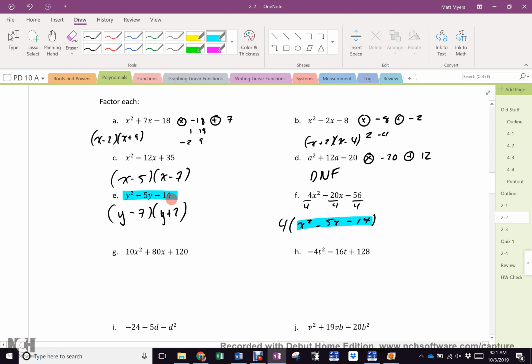So now this is what I was saying. You have to know when you're done. I did some factoring. Am I done? No, because I can go further. And further, we've already got the answer right there. We know, even though it's an x, we know it is x minus 7, x plus 2. Everybody good? Great. Do number G. Do G. Go.